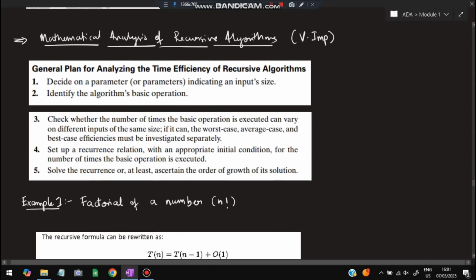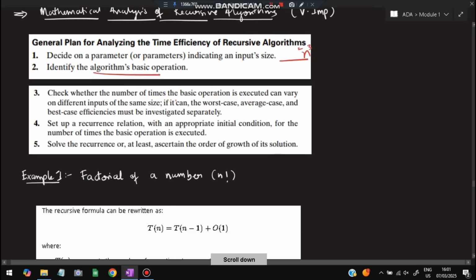For the recursive one, again the steps are the same here. Decide on parameters: how much is the input size? Is it n, n square, n cube? Whatever it is, take that into consideration. Then check what the basic operation is, check how many times it is being called, and whether it is the worst case, average case, or best case scenario. And if it is a recursive algorithm, only step 4 will change.